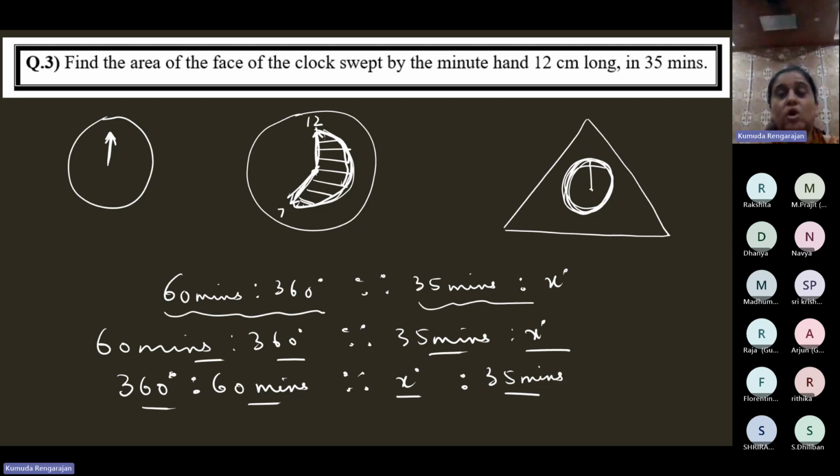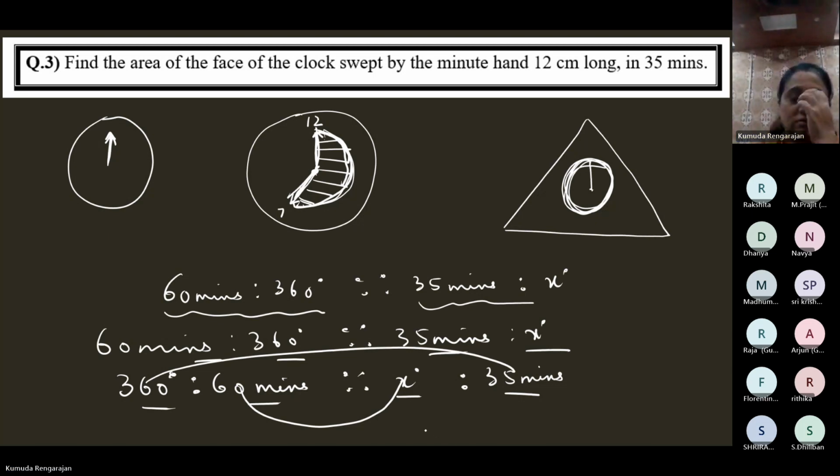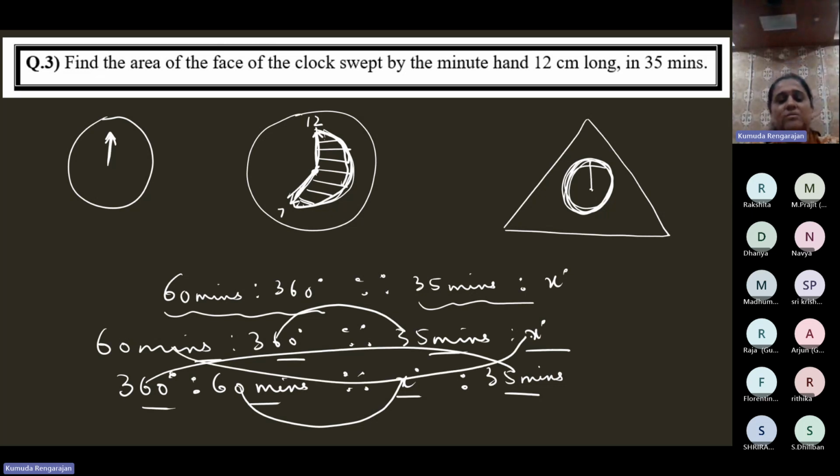On the two sides, the order should be the same. Otherwise, you will go wrong in getting the value. Now we know that product of means is equal to product of extremes. So product of means 60 into x is equal to product of extremes, 360 into 35. Or if you write it like this, 360 into 35 is equal to 60 into x. You get the same answer in both. So like that, you should find the sector angle.